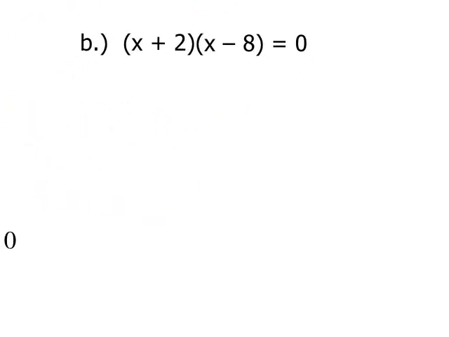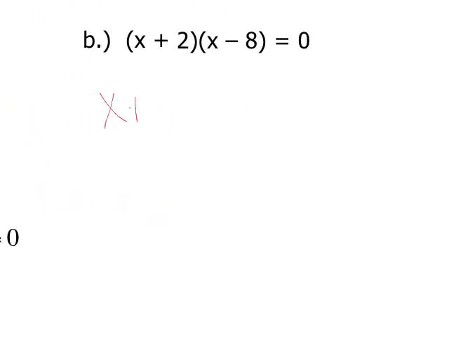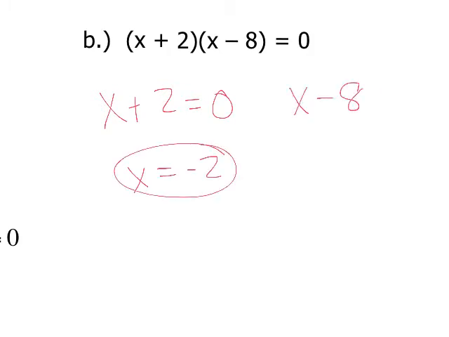If I look at B, x plus 2 could be 0, meaning x is negative 2. Or x minus 8 could be 0, meaning x is positive 8.